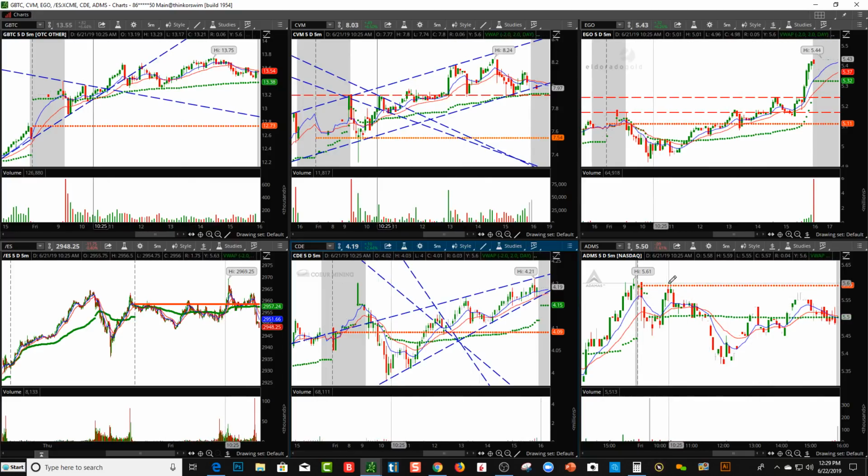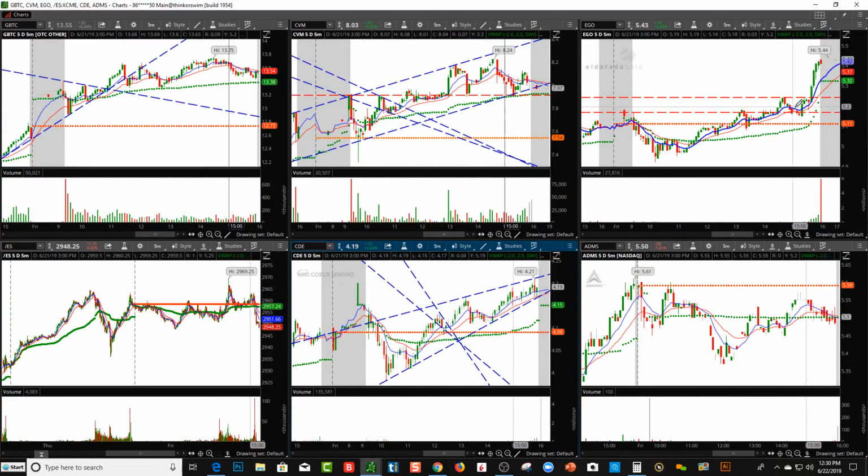You look at Adams here, ADMS. This is when you can say, okay, this is kind of crappy. There are lots of little gaps. So you can look at this stuff and see, okay, is there action going on? Well, there's a lot of action going on in GBTC. There's a lot of action on CVM. I can see these candles. There's lots of action right here.